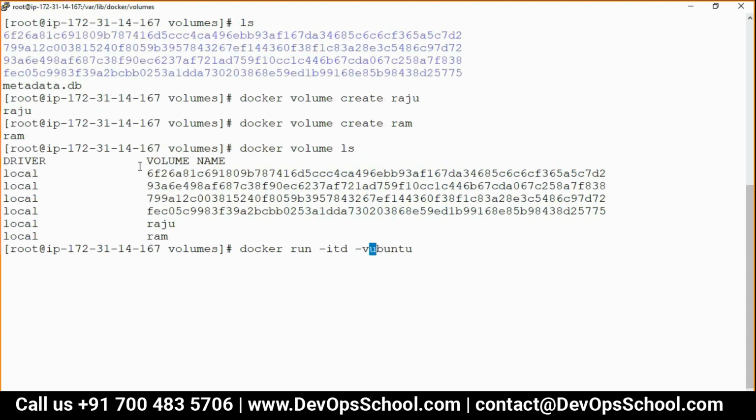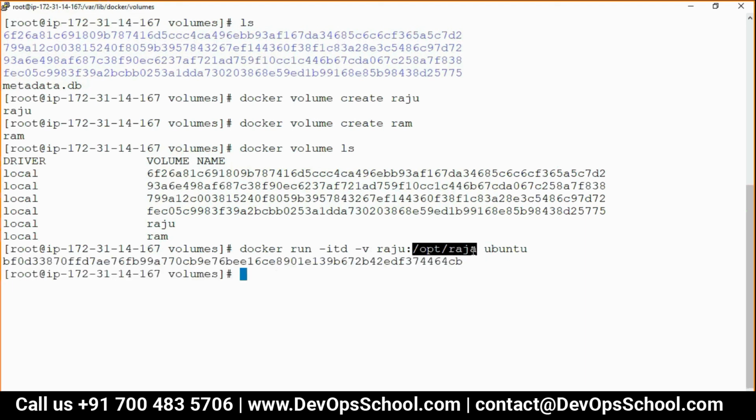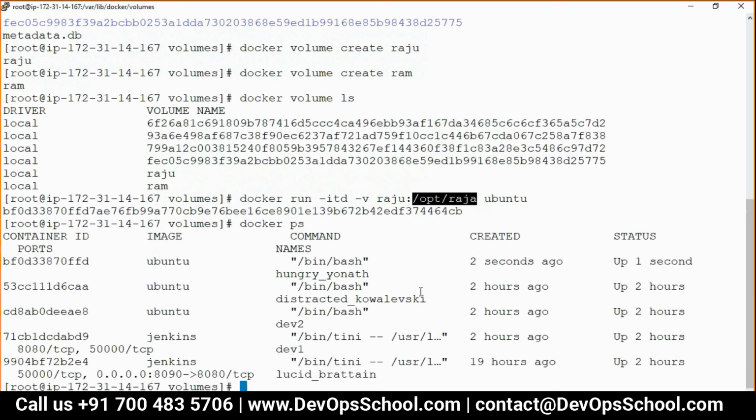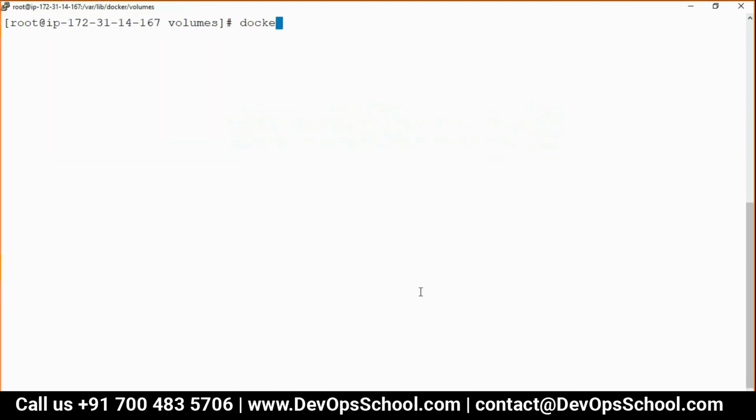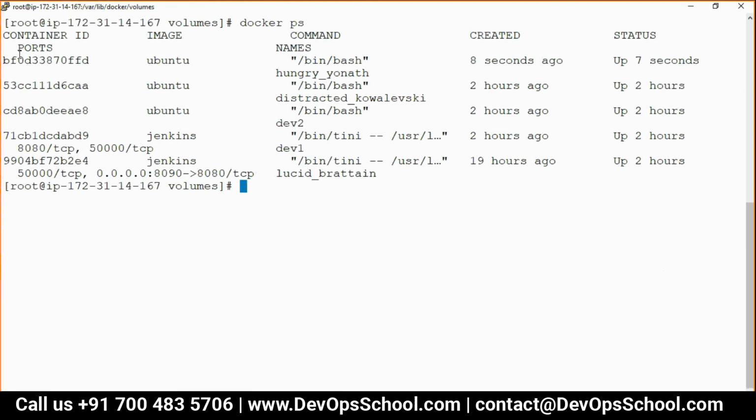So guys, if you want to use that volume, use the -v option. -v, then the volume name, which is external, then where you want to mount it inside the container. I want to mount Raju or Raja, whatever it is. This is the volume name. -v, inside the container, Raja. And you see here, I got the container. Which container? Let me clear the screen. docker ps. This container.